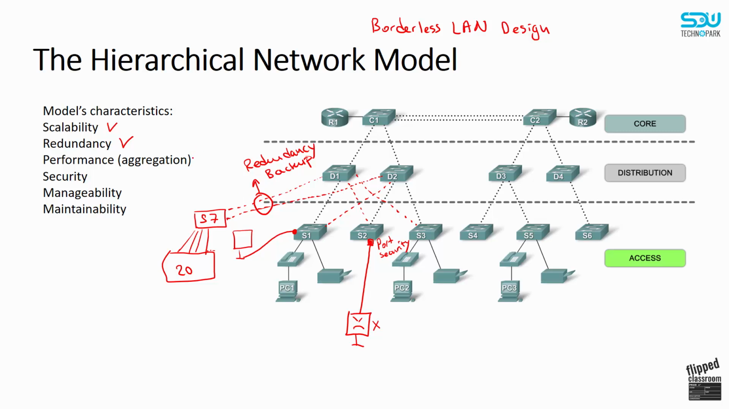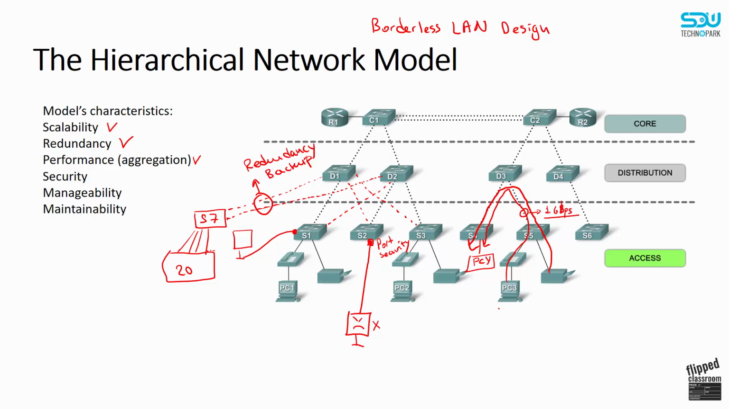Another characteristic of this model is performance, or aggregation. So you can aggregate the links between switches. In case you have interconnectivity between switch 5 and D3, and imagine that the speed between them is 1 gigabit per second, and when computer 3 wants to communicate with computer Y, they communicate at the speed of 1 gigabit per second. If the printer starts to communicate with the same device, or with any other device, over this link, then they share this channel into two parts.